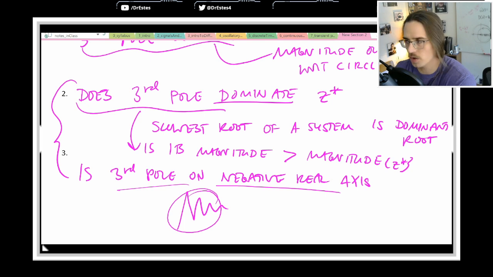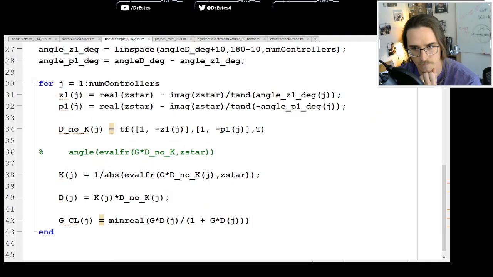Zach says, can you go back to the code and show the for loop again? Yeah, let's bump over there.